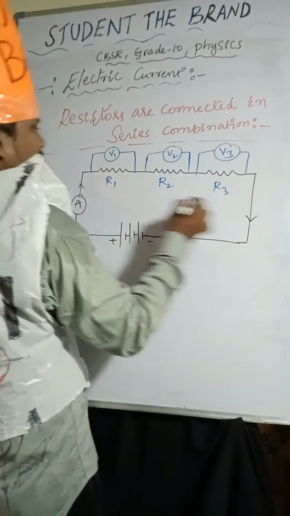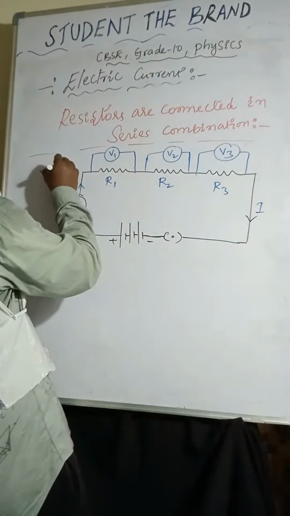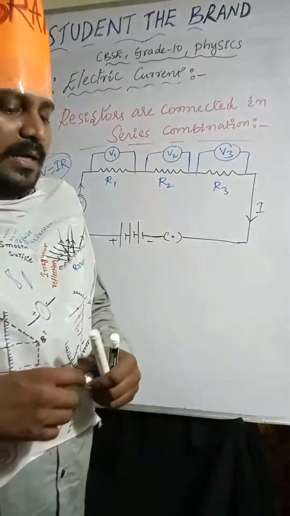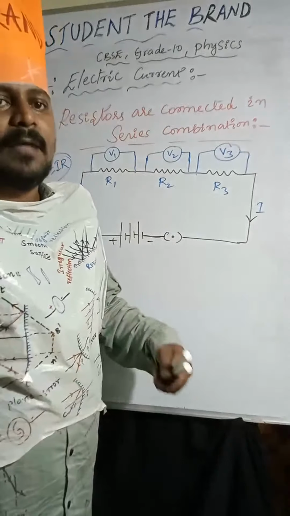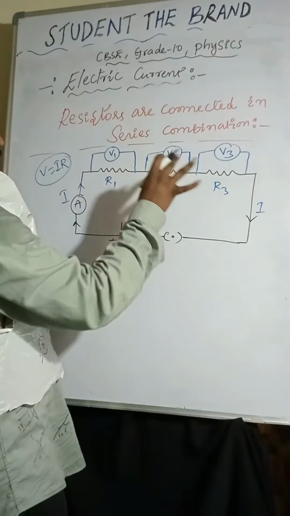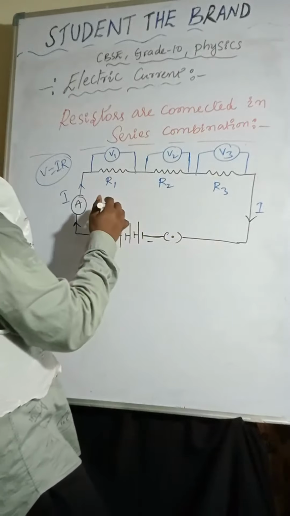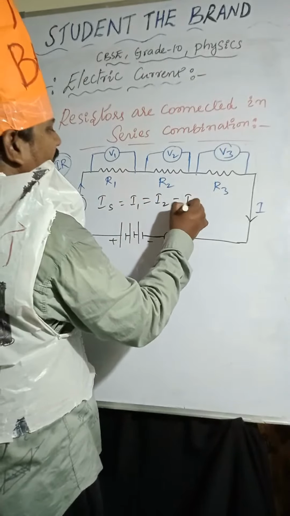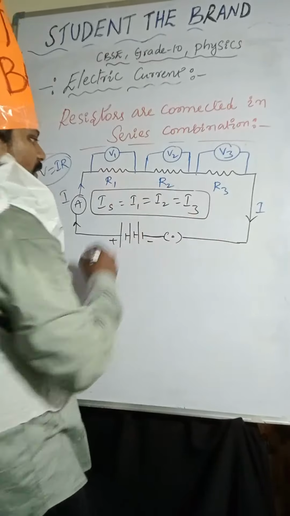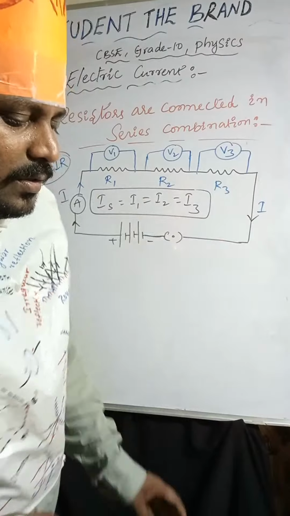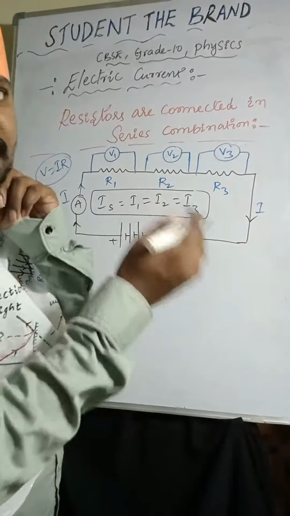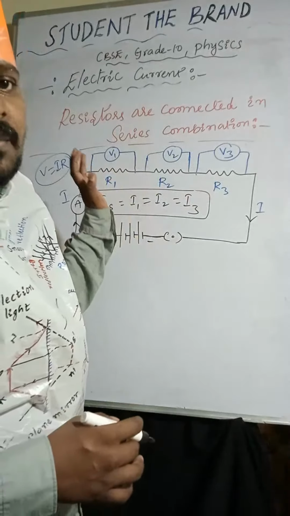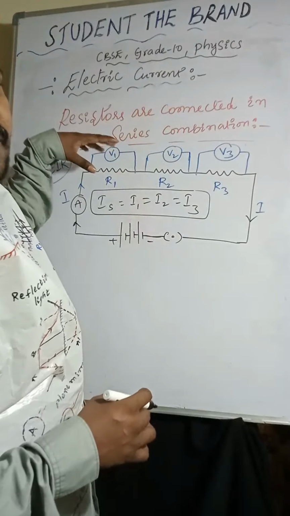Current I. From Ohm's law, V equals IR. Now, current is the same throughout the circuit. So that's why Is equals I1 equals I2 equals I3. Whatever the current flowing in the circuit, it is the same throughout the circuit. But the potential difference is different. Yes or no?